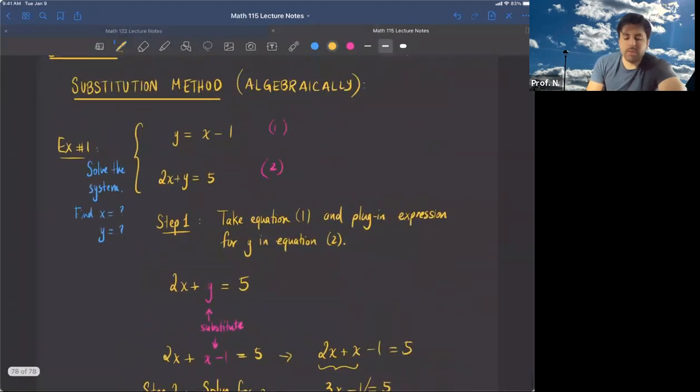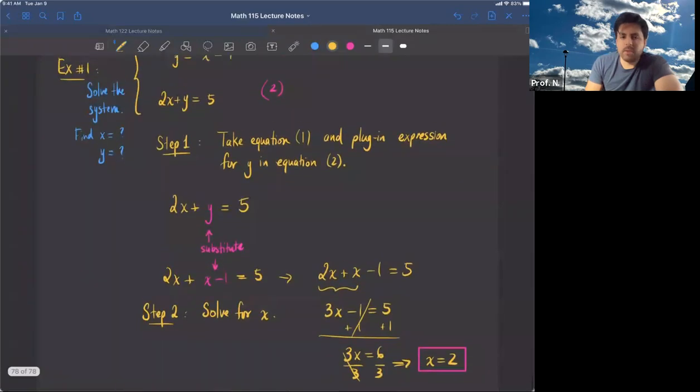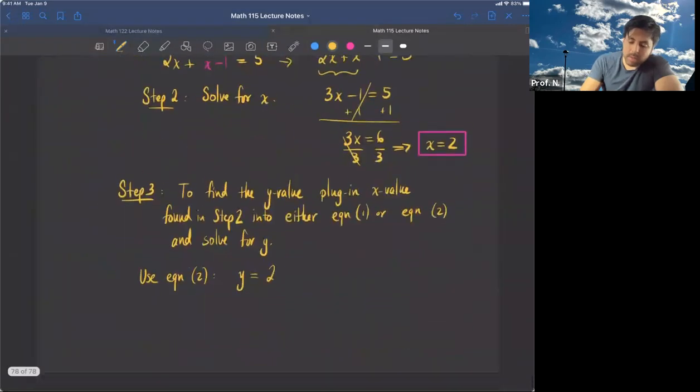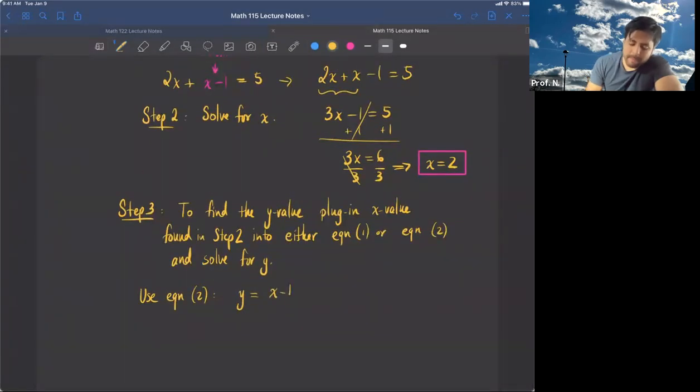So look at the two equations. We have y equals x minus 1 and 2x plus y equals 5. I can choose either equation, it shouldn't matter. But the first equation looks a lot simpler than the second equation. So I'm going to use equation 1, which says y equals x minus 1. But then what's my x value? It's 2. So I'm plugging it in, and I get 1. So what do I get? I get y equals 1.